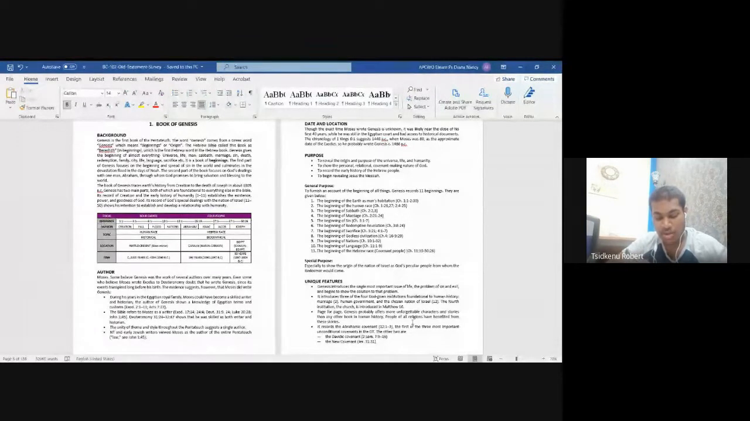Now the serpent was more crafty than any of the wild animals the Lord God had made. He said to the woman, did God really say, you must not eat from any tree in the garden? The woman said to the serpent, we may eat fruits from the trees in the garden, but God did say, you must not eat fruit from the tree that is in the middle of the garden, and you must not touch it, or you may die.